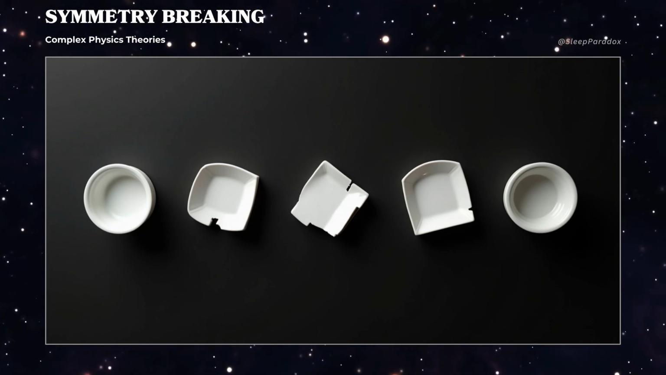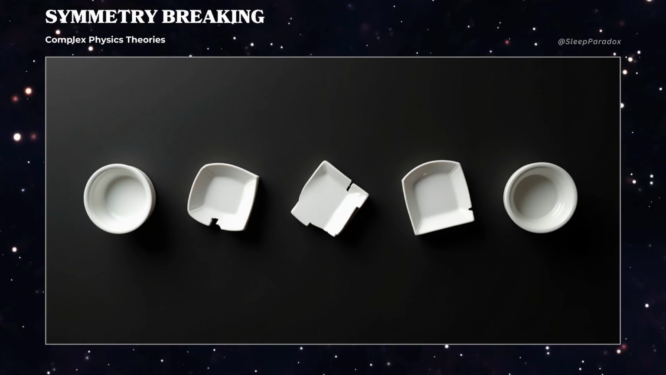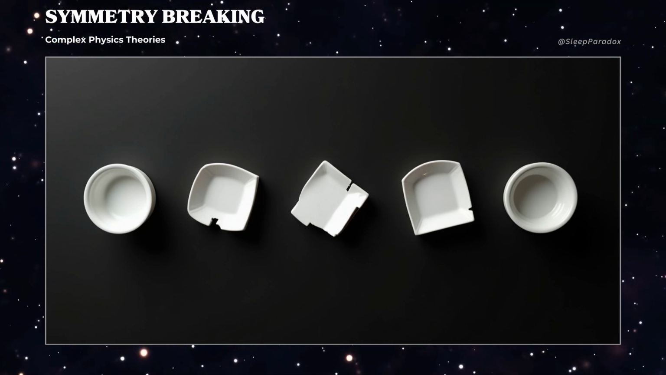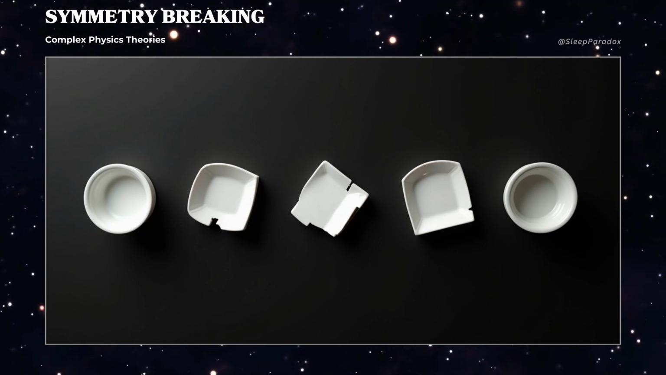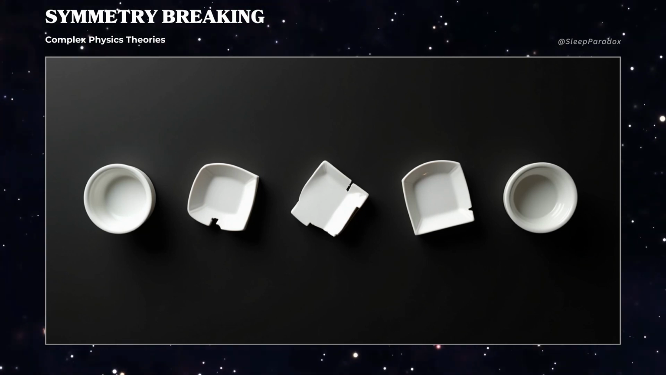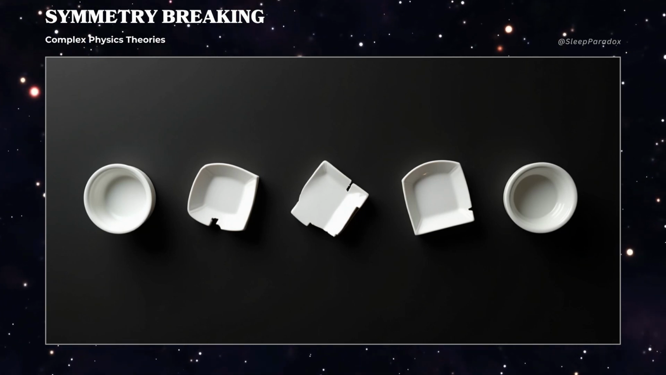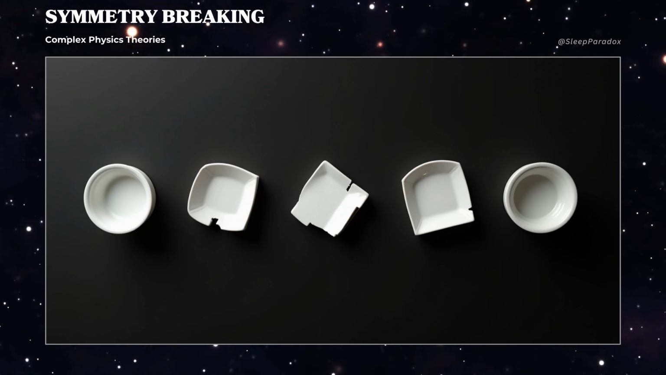In physics, symmetry means that the laws of nature stay the same under certain transformations. For example, if you rotate a perfect circle, it still looks the same. That's rotational symmetry. If the physical laws remain unchanged whether you look left or right, or whether a particle moves forward or backward in time, those are symmetries too.